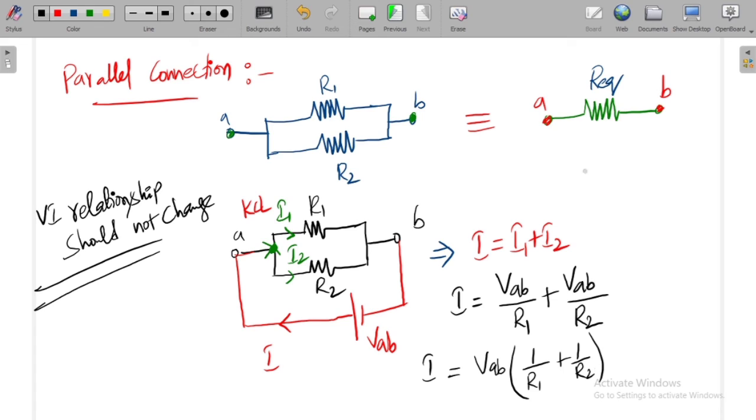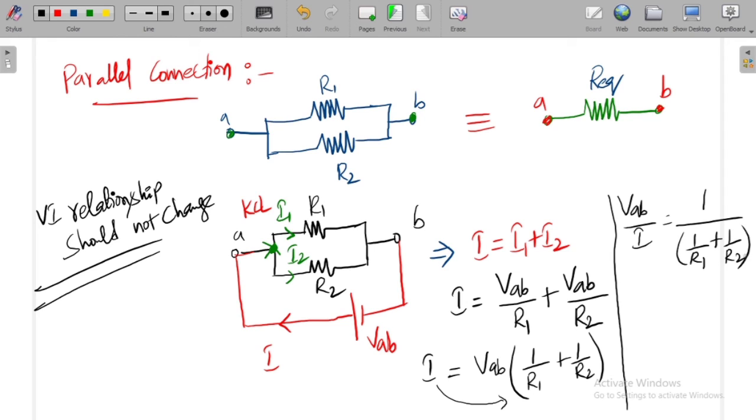Now from this equation I want to obtain the ratio of voltage to current, because the VI relationship should not change. So VAB by I: I want to bring I to the denominator, so the term which is in the product of VAB will move to the denominator. So it will become 1 divided by, means it is the inverse of 1 by R1 plus 1 by R2. Right? So this is the first equation, the ratio of voltage to current which we obtained from the parallel combination of resistors.